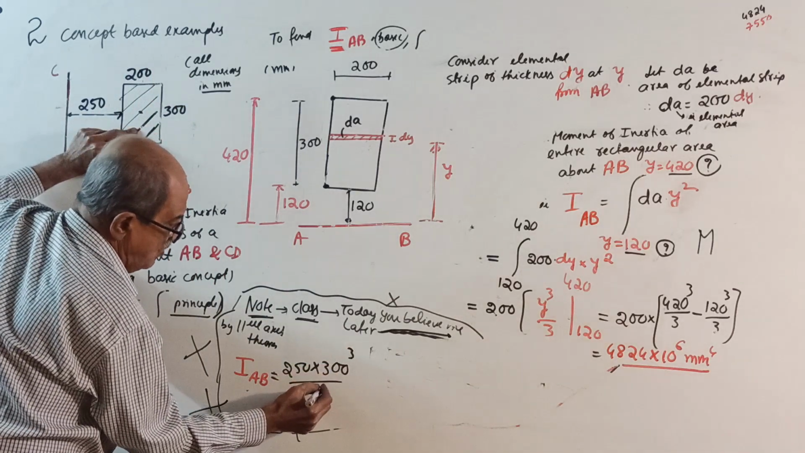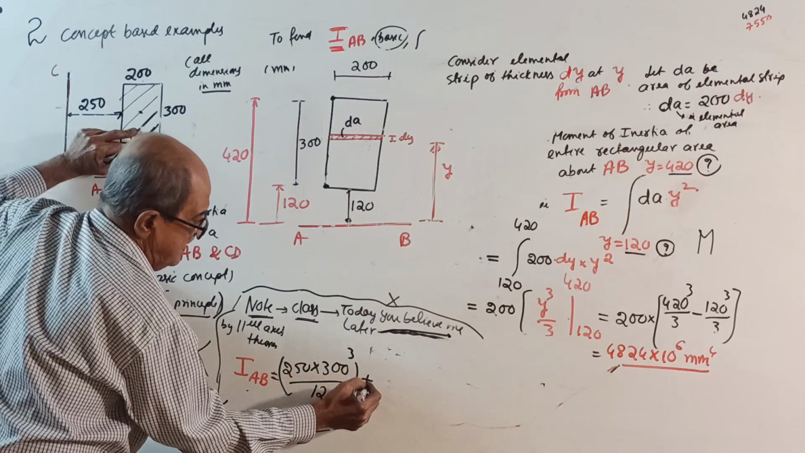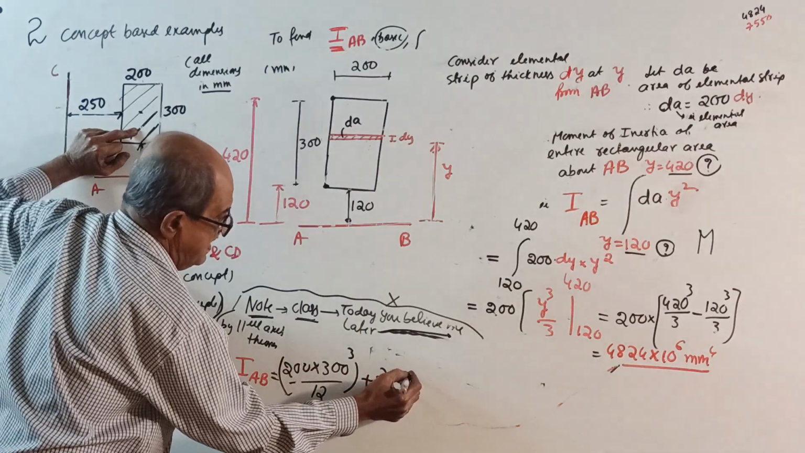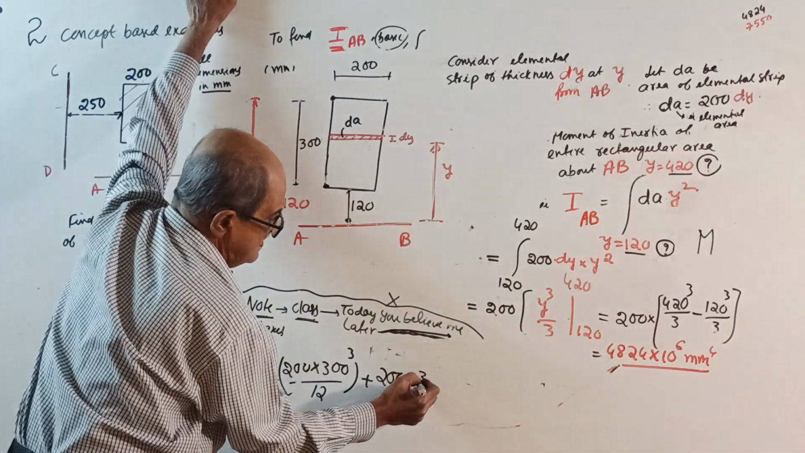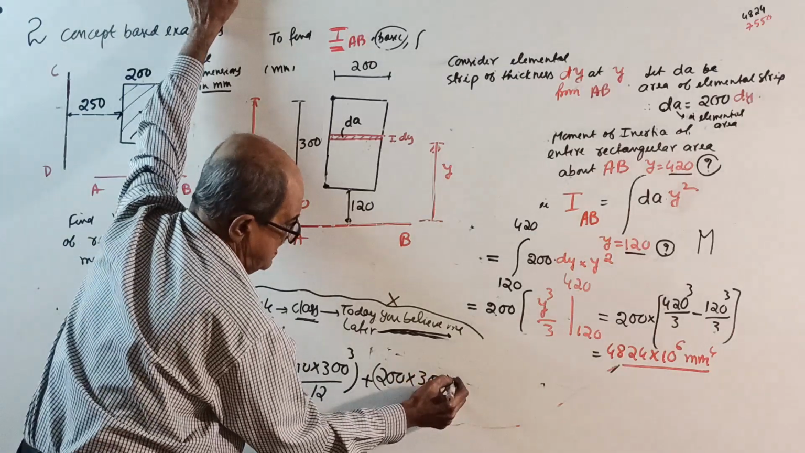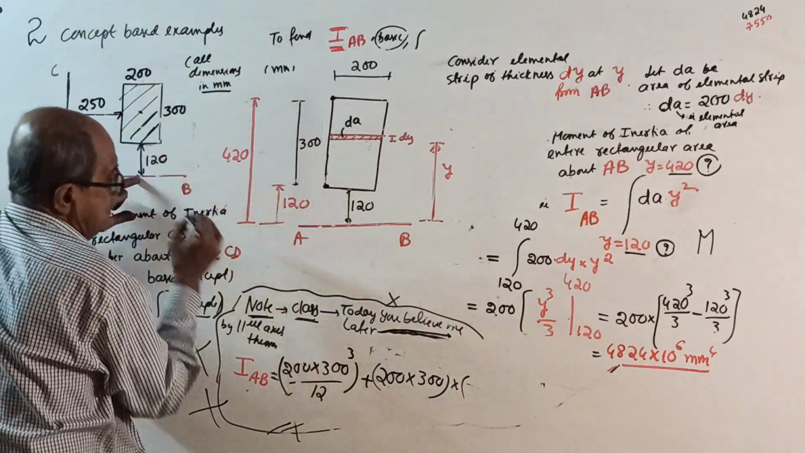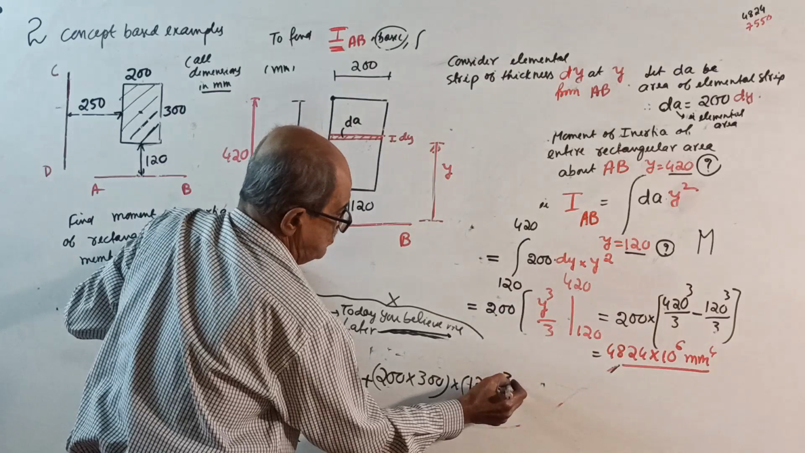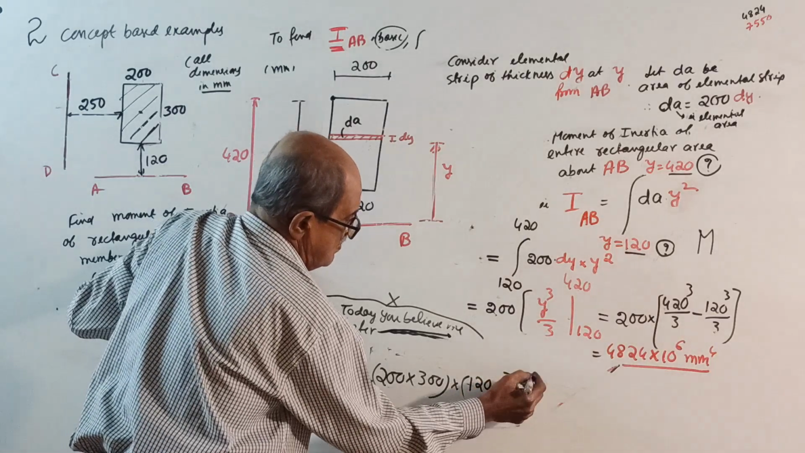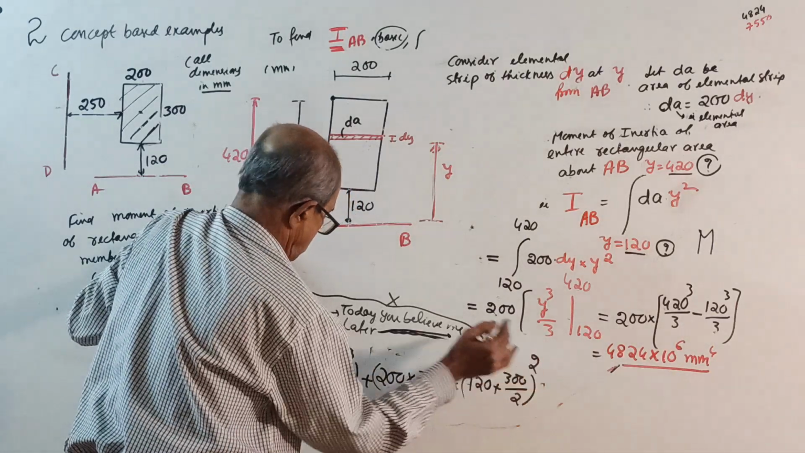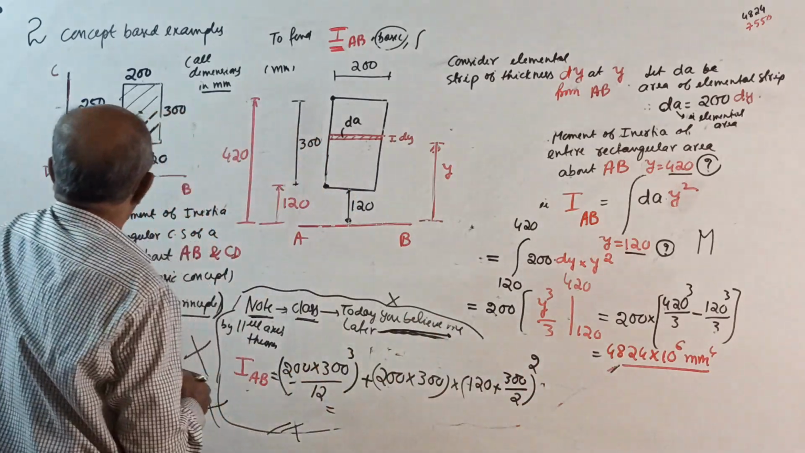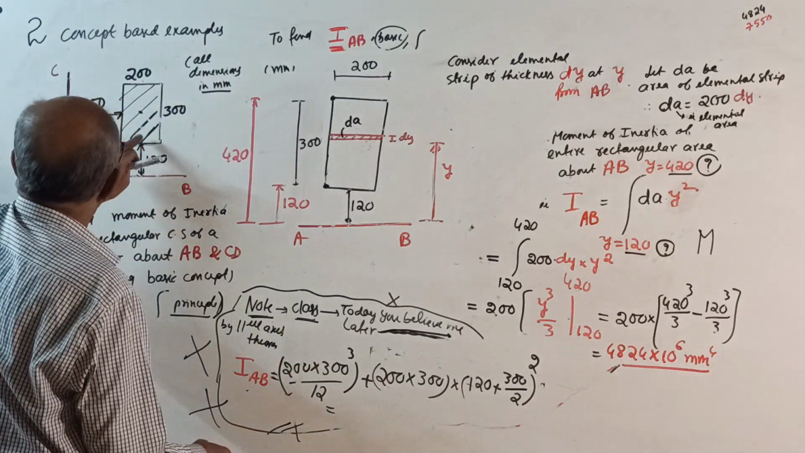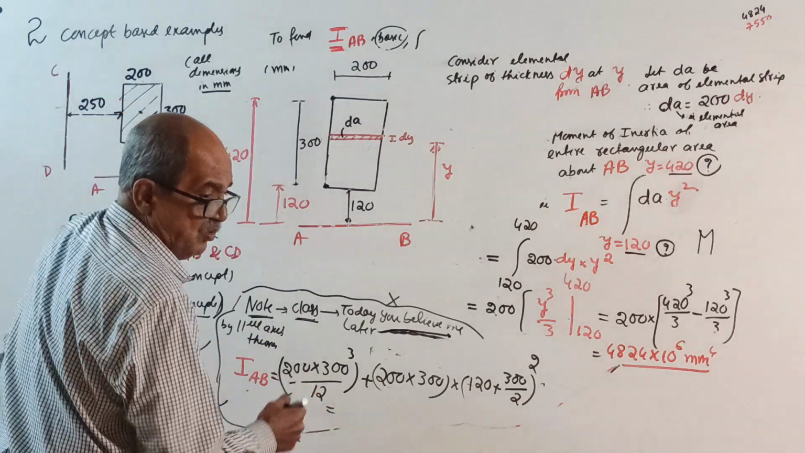You have to only believe me now. IG plus area: 200, okay, not 250. 200 into 300 is the area, into 120, plus 300 by 2, whole square. That's all. This is the correct: 200 into 300 cube by 12 plus 200 into 120 plus 300 by 2 whole square. Calculate.